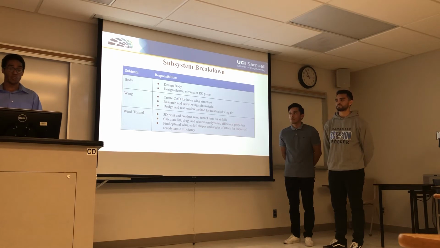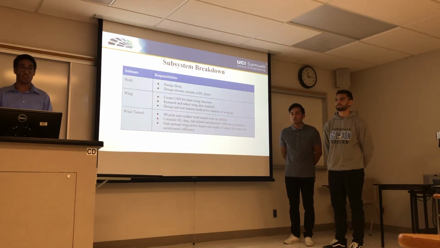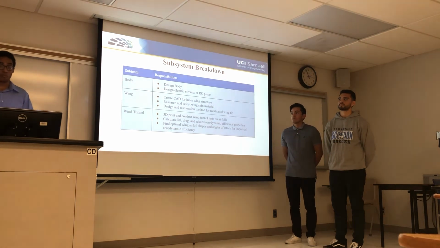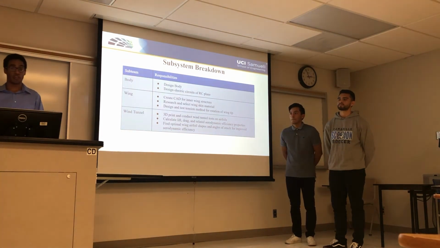The body team, which is in charge of designing the body, and the electronics for the propulsion of the RC plane. The wing sub-team, which is in charge of the creation of the CADs for the wing, as well as its dimensions and the control surfaces for the inside, allowing for the morphing. And the wind tunnel team, which once again will validate the aerodynamic efficiency of both structures through 3D printing of downscaled models.